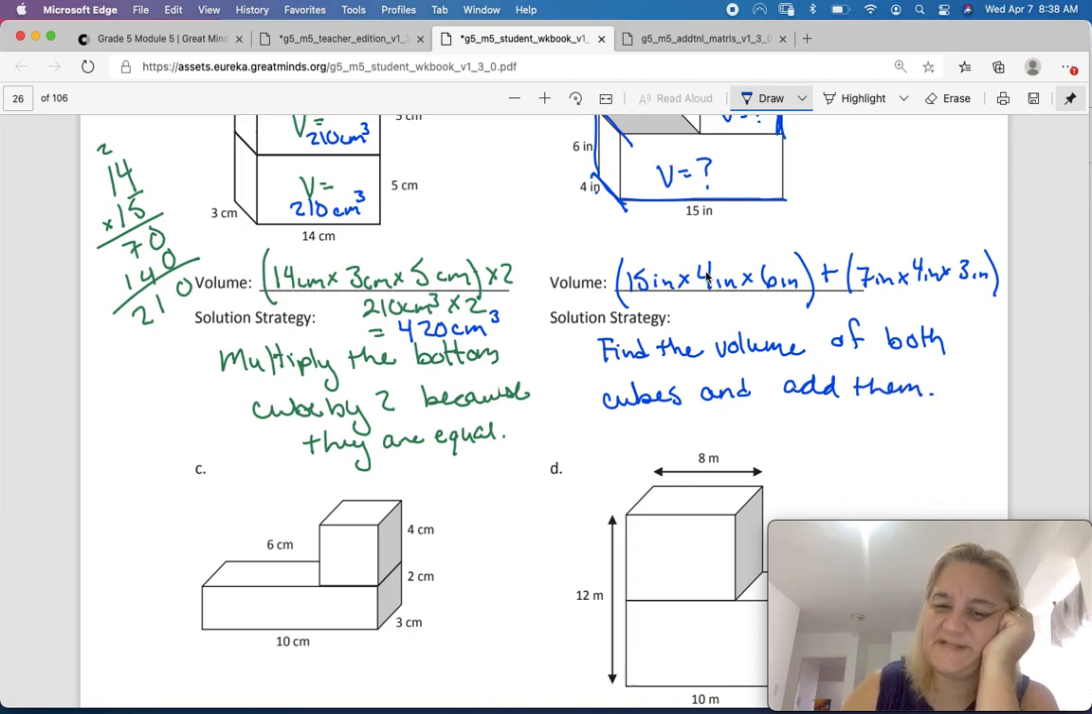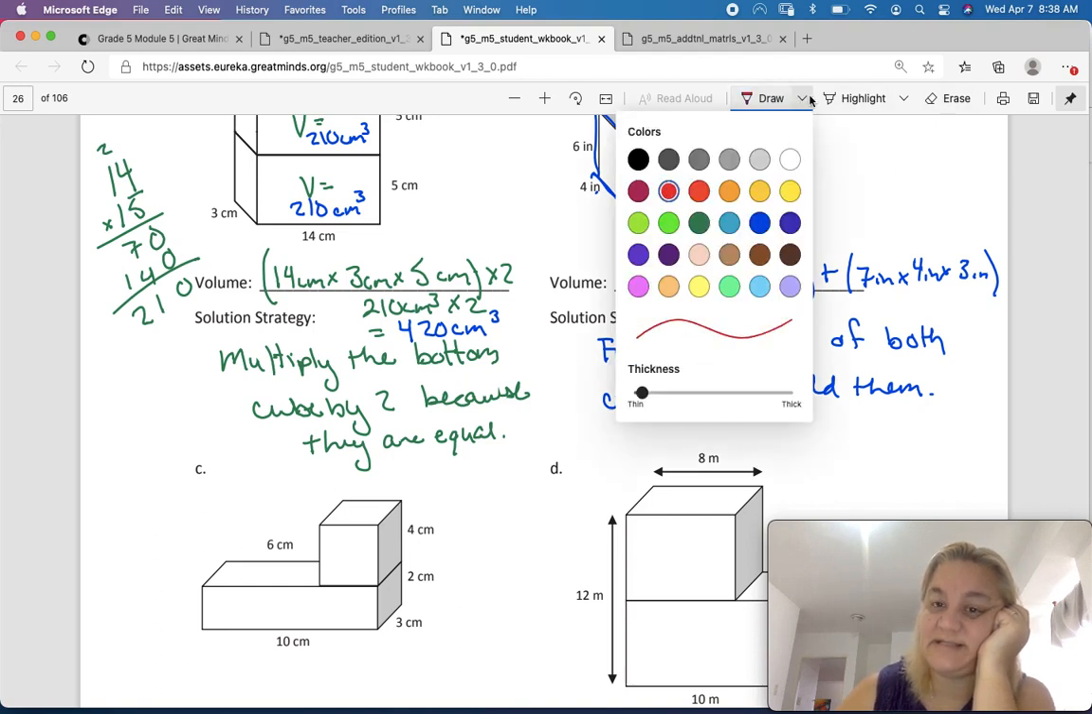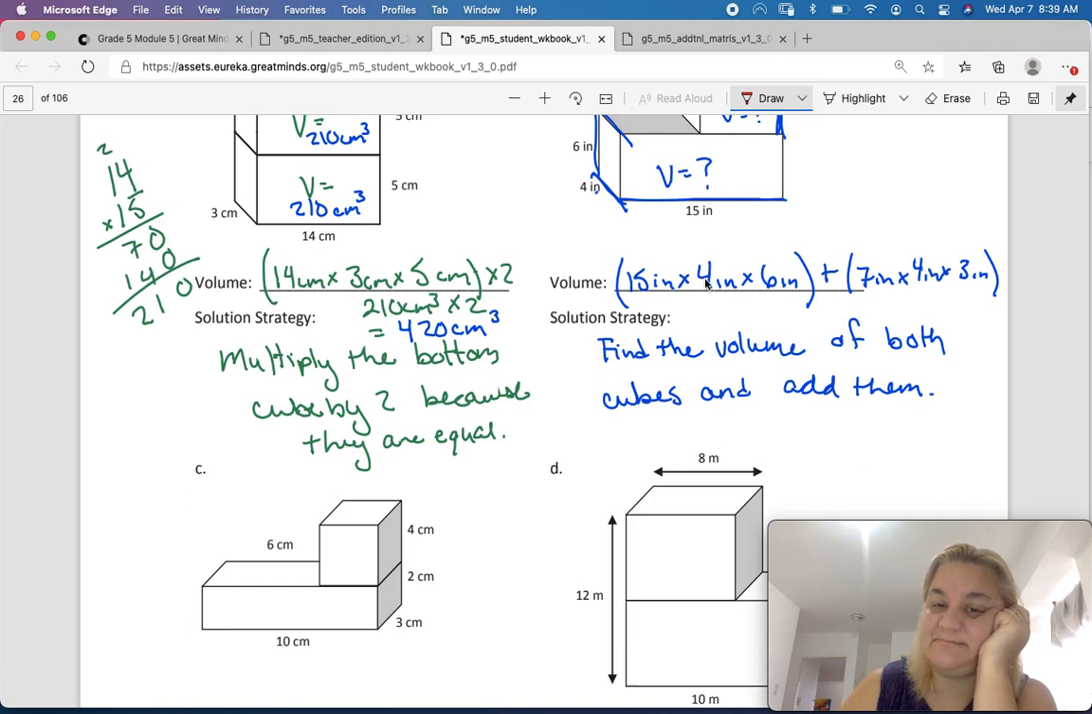Okay, so 15 times 4 is 60. 60 times 6 is 360. Can you do that in your head? I just did. 15 times 4 is 60. And I think about minutes, right? 15 minutes plus 15 minutes plus 15 minutes plus 15 minutes equals an hour. And there are 60 minutes in an hour. That's just how my brain works. But 15 times 4 is 60. And 60 times 6 would be 36 plus a 0. So 360 inches cubed.